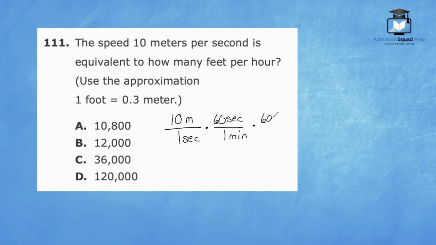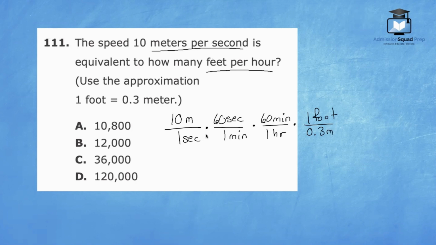And then 60 minutes are in 1 hour. And then the problem tells us that 0.3 meters, so we'll have that in the denominator, is equal to 1 foot. So ultimately, our goal is to have feet per hour towards the end, and we started off with meters per second. When you complete the problem in this way, you'll notice that the units are canceling out.